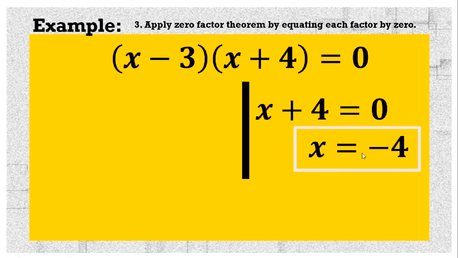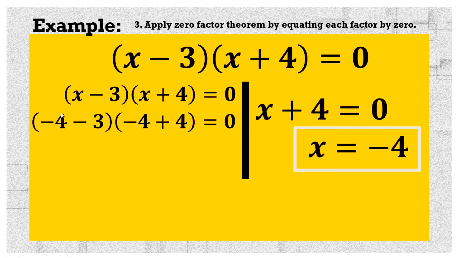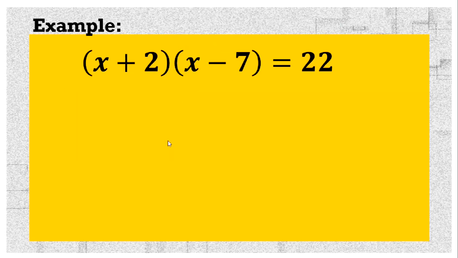Next, how about x is equal to negative 4? Again, substitution. We have negative 4 minus 3 quantity, and quantity negative 4 plus 4 equals 0. So, negative 4 minus 3 is negative 7, and negative 4 plus 4 is 0. Negative 7 times 0 is obviously 0, and 0 is equal to 0. Correct. Last example, we have quantity x plus 2 times quantity x minus 7 is equal to 22.